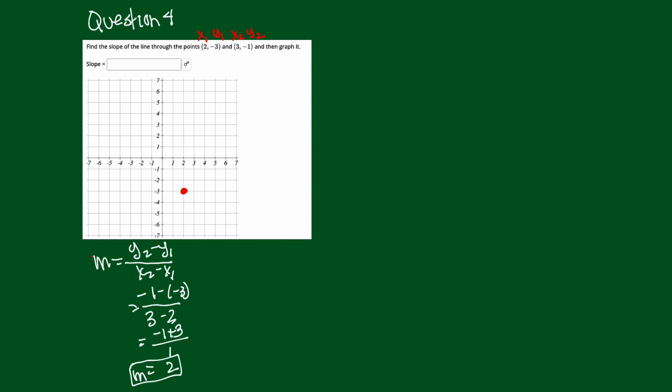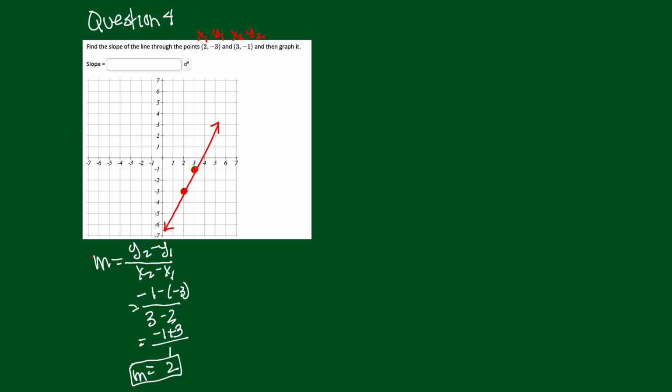And then the second point is to the right 3, down 1. So I'm going to start at the origin and go to the right 3, down 1. That puts us here. Now pass a line through those points. There we go. And now let's just check the graph here.